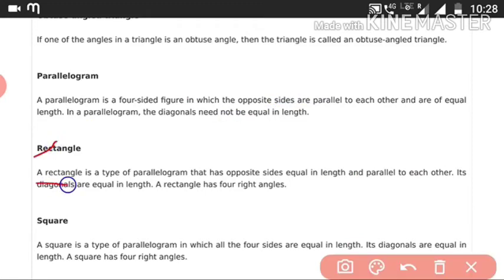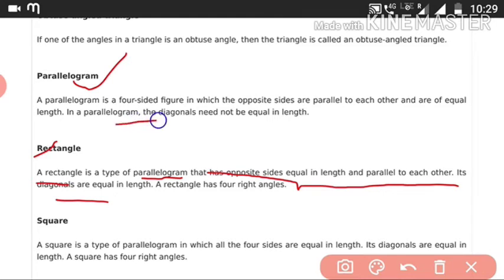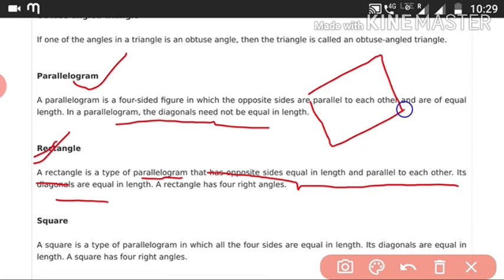A rectangle is a type of parallelogram, okay. Rectangle is just like a parallelogram, means a type of parallelogram. It will also have 4 sides that has opposite sides equal in length and parallel to each other, and its diagonals are equal in length. For parallelogram, the diagonals are not equal, isn't it? But for rectangles, their diagonals are also equal. They are what? Parallel and equal, and also their diagonals are what? Equal. Okay, these diagonals will also be of equal length.